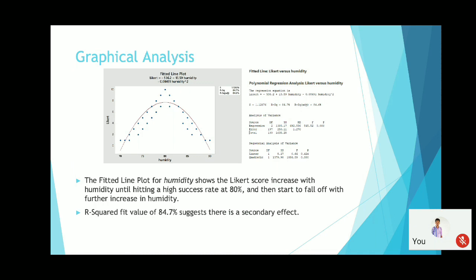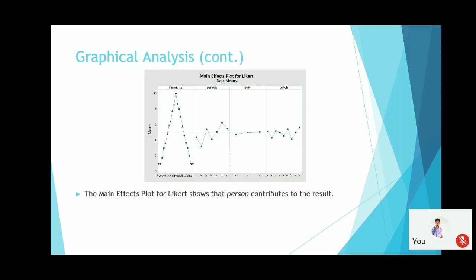This is one of the tools for graphical analysis, which is a regression test. It is a Likert scale value, and then you work with the humidity, take the analysis of variance and apply it here. Here I'm getting an R squared fit value of 84.7%, which suggests a secondary effect of a high success rate. And this is a continuation of the graphical chart.